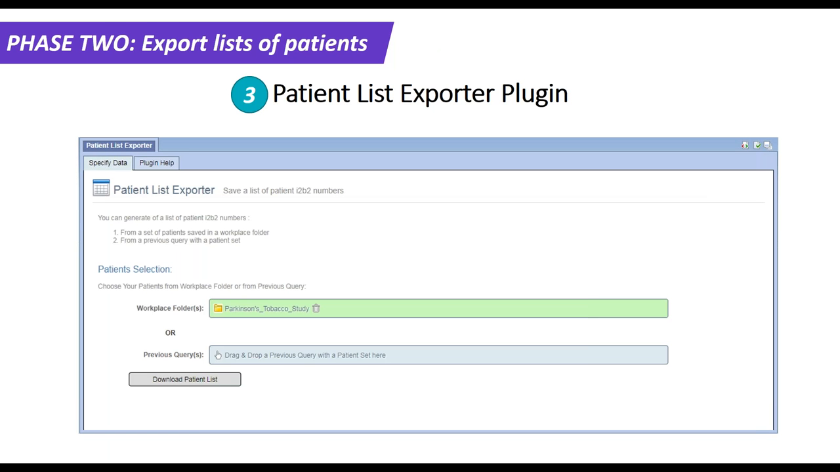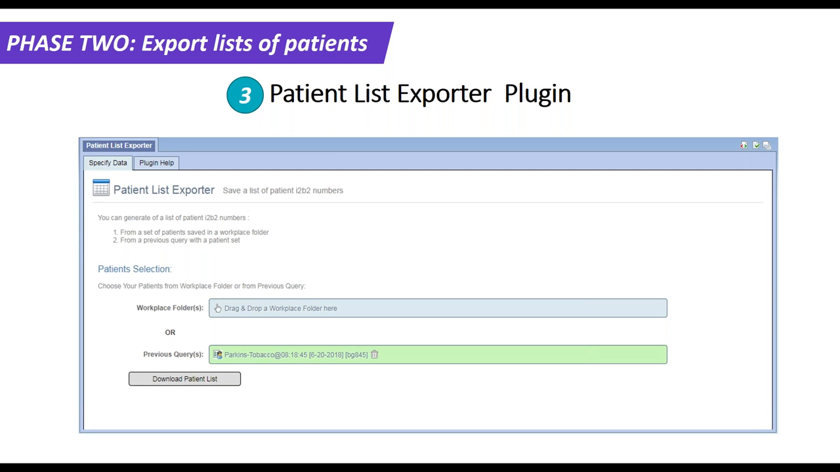And very simple, how it looks is it gives you two options for selecting your patient set. You could either use the more precise set that you just created using patient reviewer, or if you thought the PI query was fine and that patient set was good, you just go ahead and select that query from the previous section and you hit download patient list.